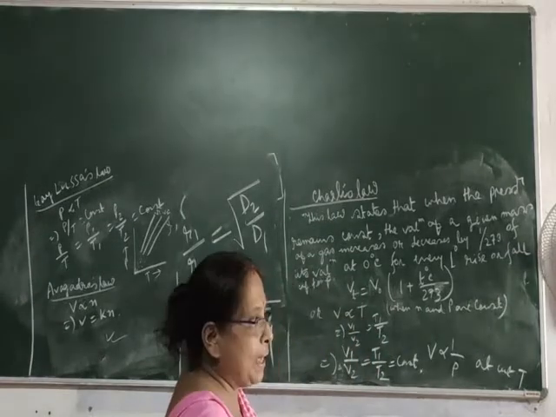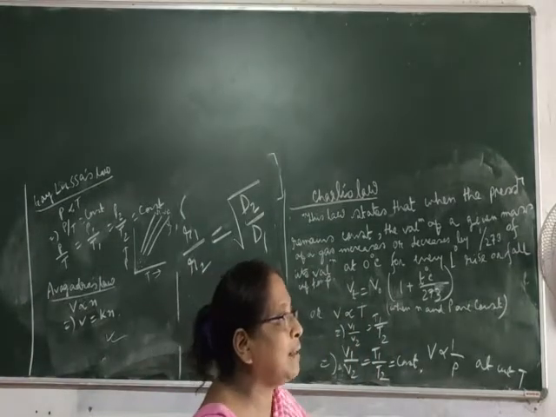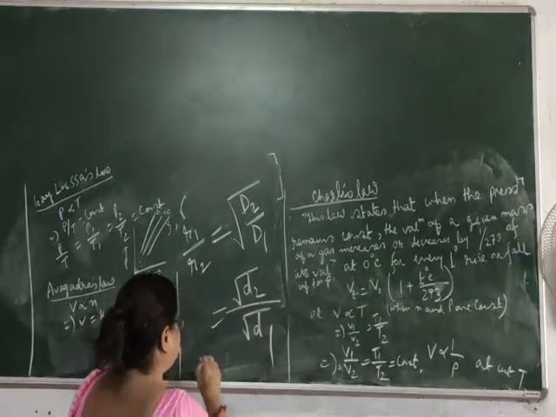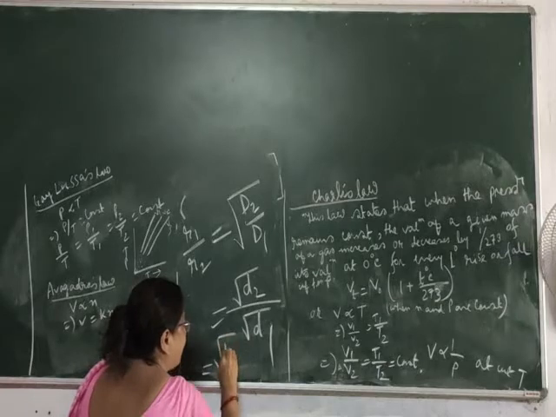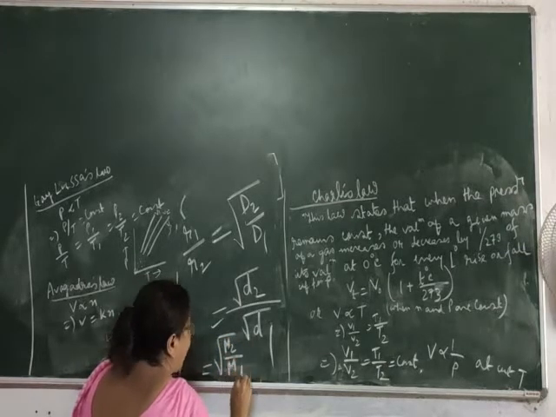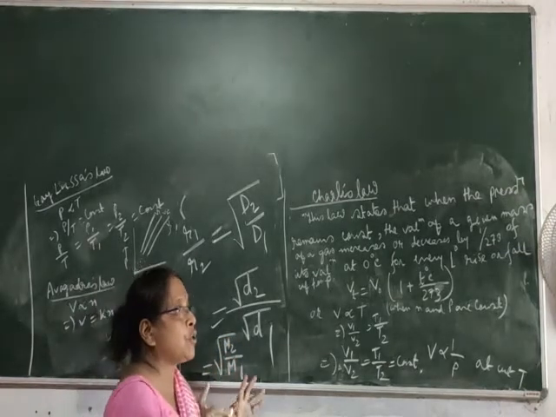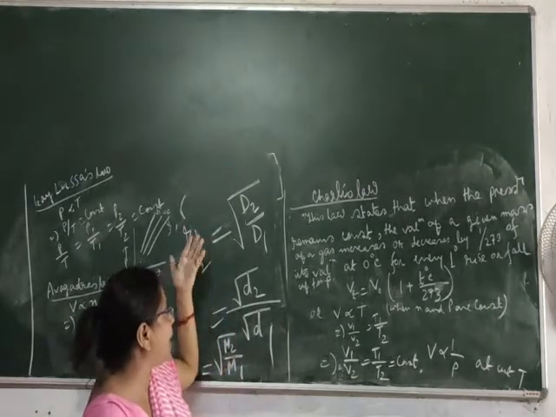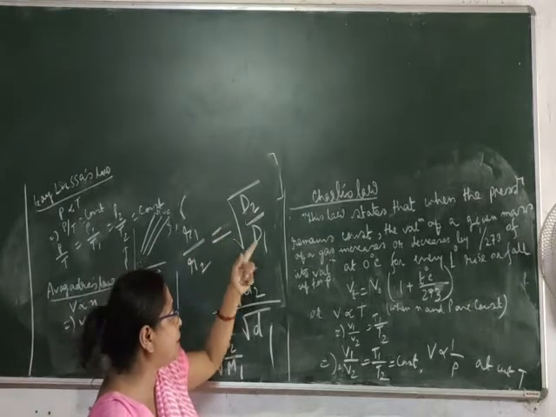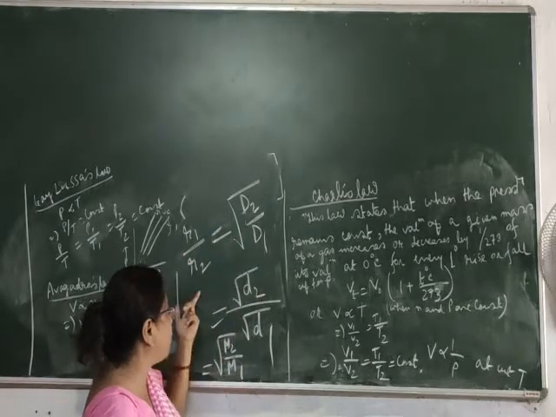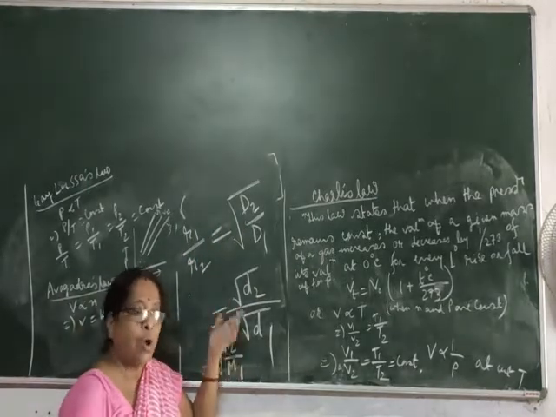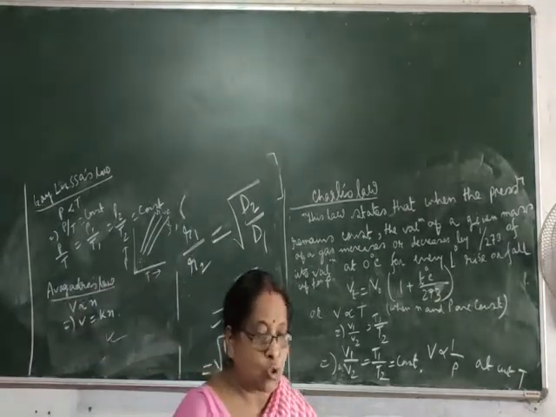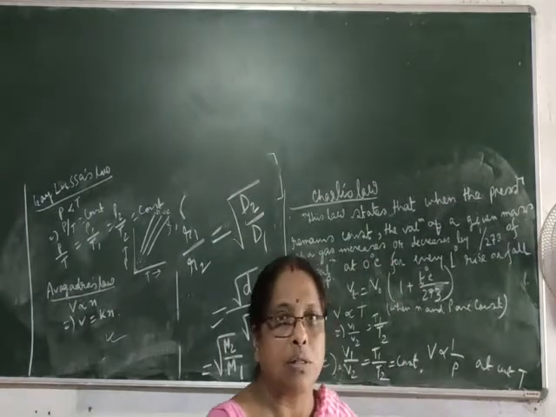So, in this way, we can express this. Also, we can express the rate of diffusion in terms of molar mass, that is root over M2 by M1. So the rate of diffusion can be expressed in different ways: R1 by R2 is equal to root over D2 by D1, or root over d2 by d1, or root over M2 by M1. So these are the different types of gas laws.